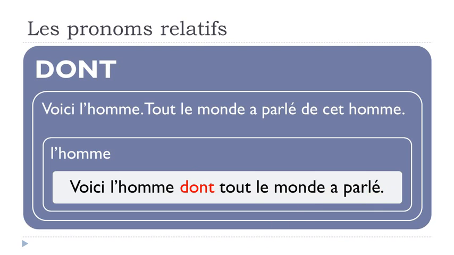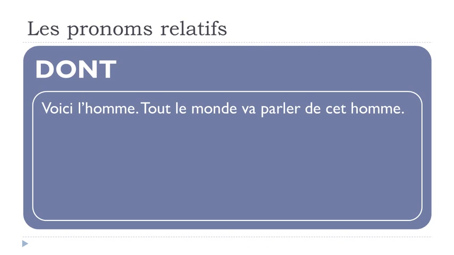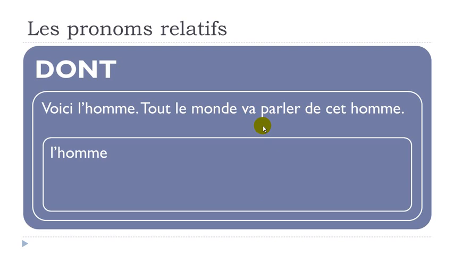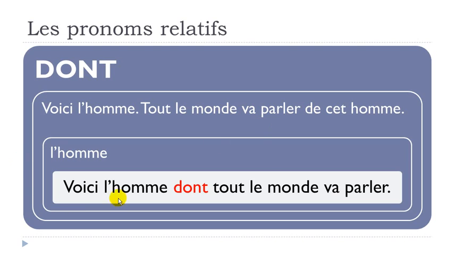Okay, so let's see now if we would put the same sentence at the futur proche, so near future. Normally I tend to put this structure just because it means that you've got two verbs here, just to see. So l'homme is the thing we don't want to repeat, so voici l'homme dont tout le monde va parler. Okay, so it doesn't change anything, it should be here, and then the sentence continues.